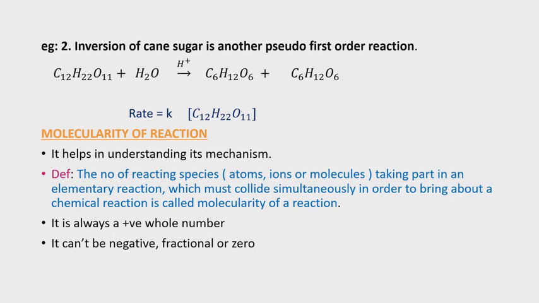Next. Molecularity means number. Number means always positive whole number. Okay, if number of students involved in the fighting is 0 or -1, it is invalid. So number of reacting species is always a positive whole number. It cannot be negative, it cannot be fractional or 0. Okay.